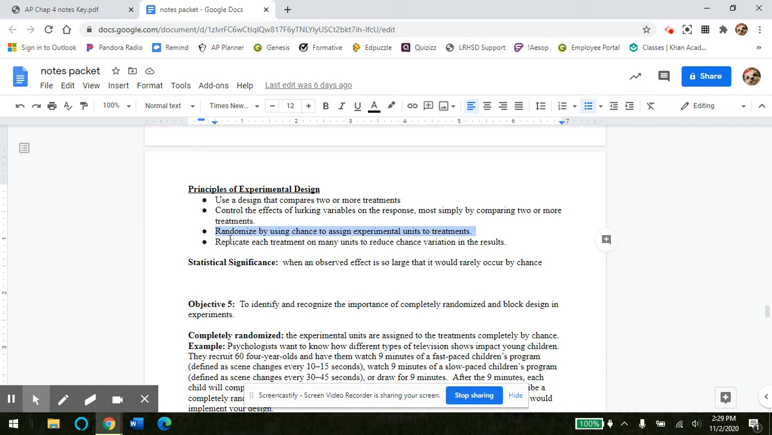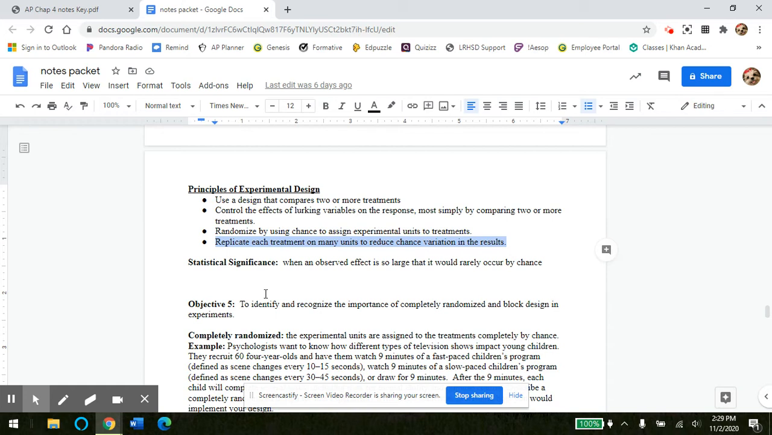And you need to repeat. You need to replicate each treatment on many units to reduce chance variation in results. You need to repeat this study as many times as you can, because the more often you repeat it, the more accurate your results are going to be.